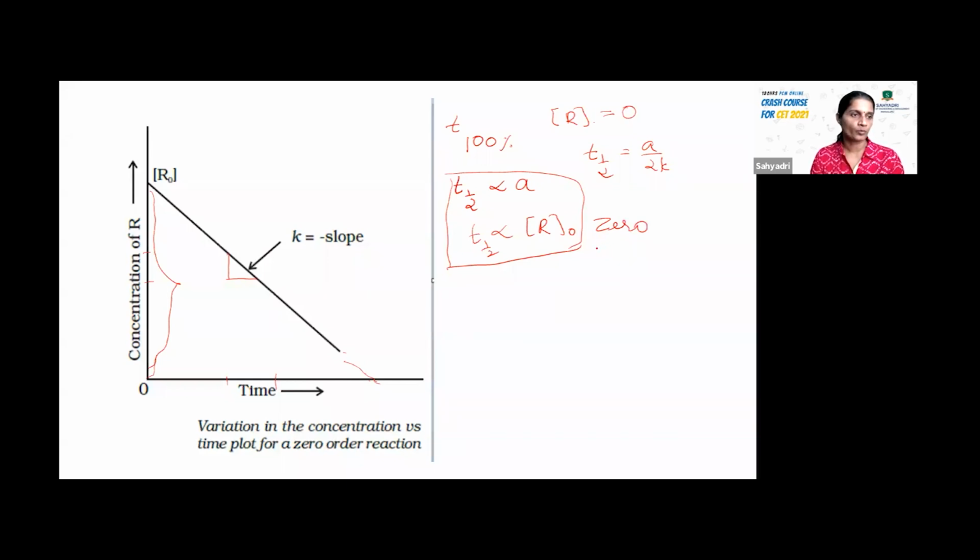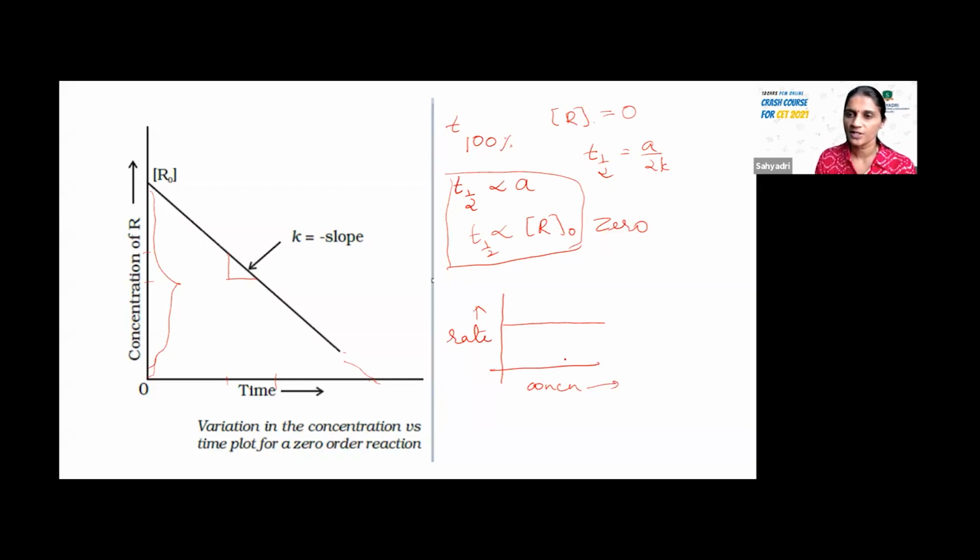Now, for a zero order reaction, suppose I draw the rate with respect to concentration. So this is the rate of the reaction and this is the concentration, or time also I can say. What type of graph are you getting for a zero order reaction? It's independent. Varun, what is the meaning of independent? Is it parallel to the x-axis? Is that the graph we are going to get, rate versus time or concentration? So we are going to get this. Clear?